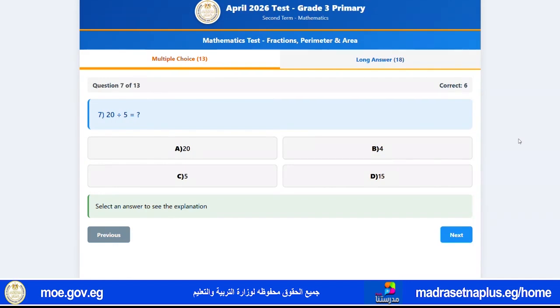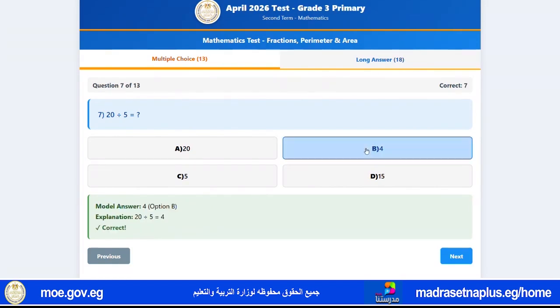Next one, 20 divided by 5. It's a division. You can see it's what times 5 equals 20? Yes, it's 4. 4 times 5, 20. 20 divided by 5 equals 4. 20 divided by 4 equals 5.